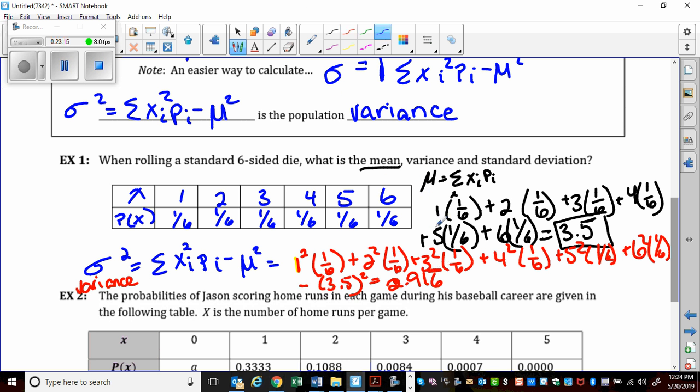Now, if we want to find the standard deviation, which is just the square root of that, take the square root of 2.916, and that equals 1.71, about.